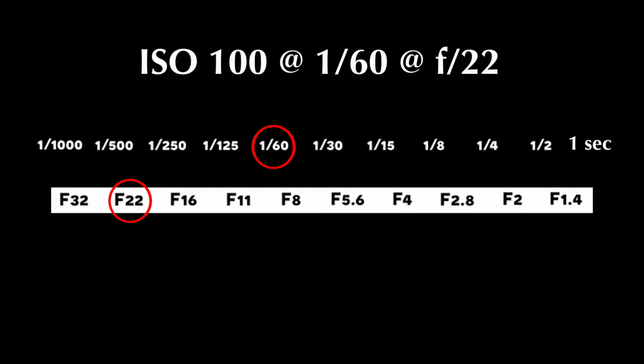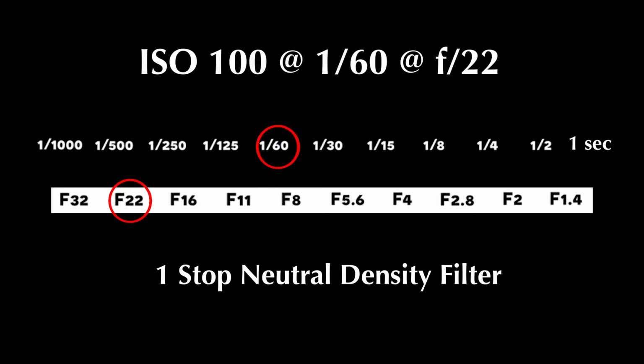A 60th is hand holdable, but that's not going to blur moving stuff, especially things moving as slow as clouds. You really need to get down to 1 second or 15 seconds, that kind of thing. But if you put on a one stop neutral density filter, you're now at a 30th, and then a two stop takes you to a 15th.